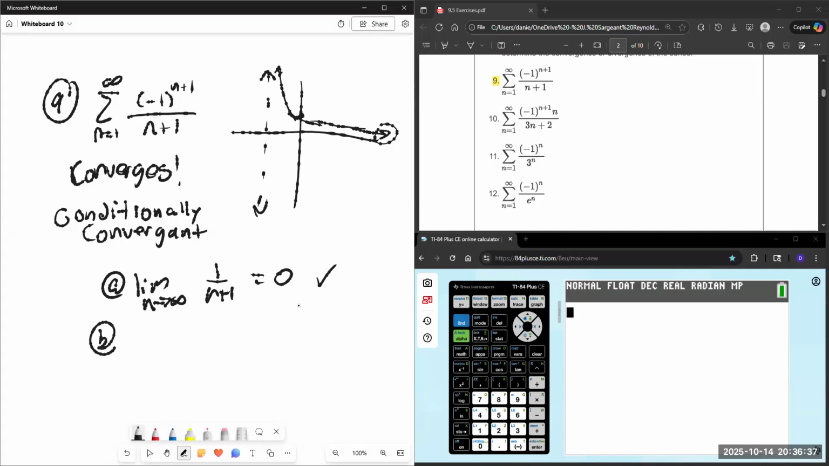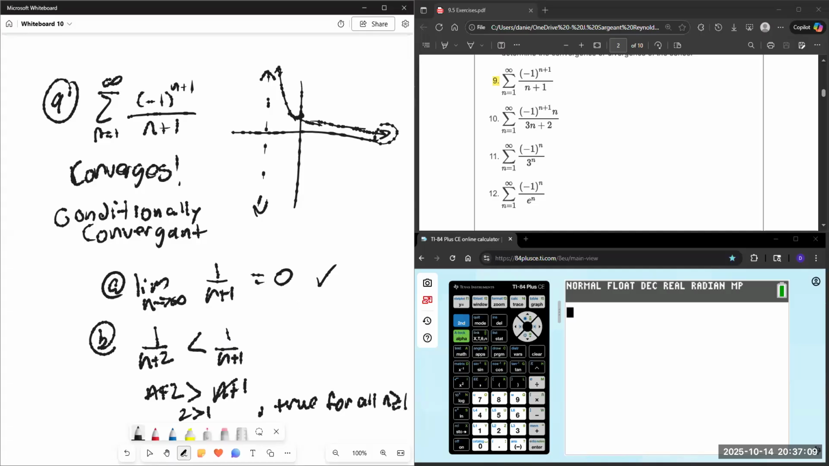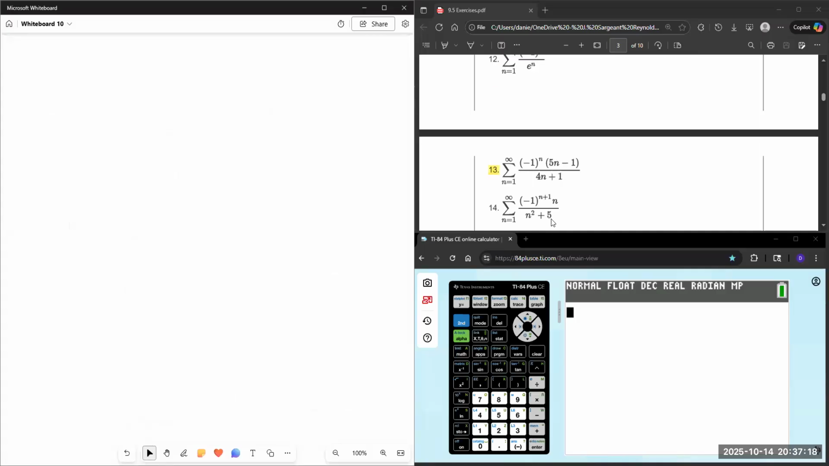My second check is I can do this with a derivative, or I can do this with a direct comparison, but I want 1 over n plus 2 to be less than 1 over n plus 1. And then this is n plus 2 greater than n plus 1. 2 is greater than 1. This is true for all n, an element of the natural numbers, so all n greater than or equal to 1, which is where we started there. So we're good.